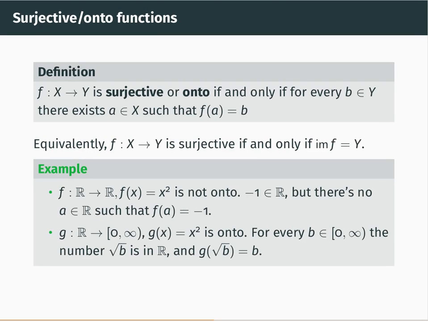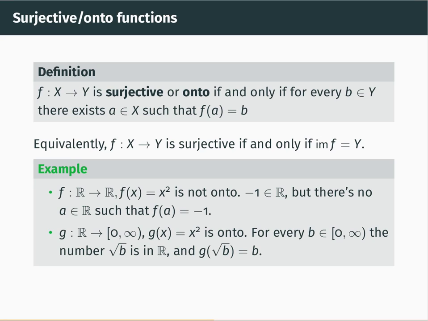Our first function property is the property of being surjective or onto. The definition of surjective or onto is that a function f with domain X and codomain Y is surjective or onto if and only if, for each element b in Y, there exists an element a in the domain X such that f of a equals b. There might be more than one such element a, there might be infinitely many, but there has to exist at least one element for each b such that f of a equals b.